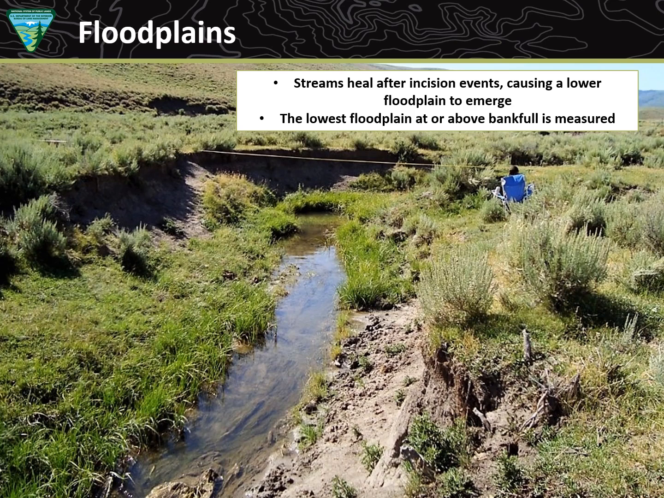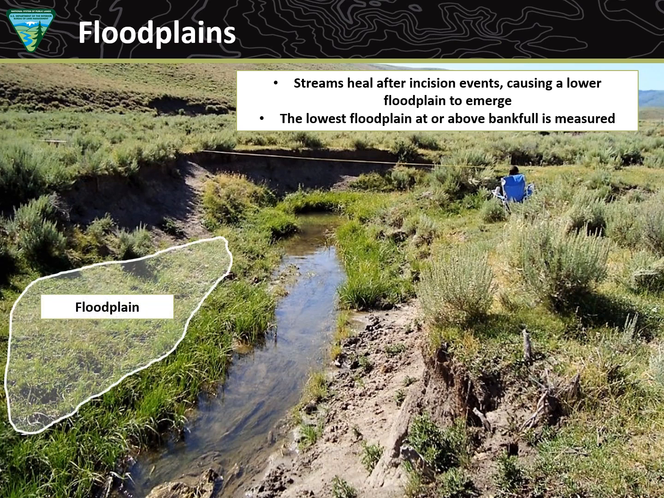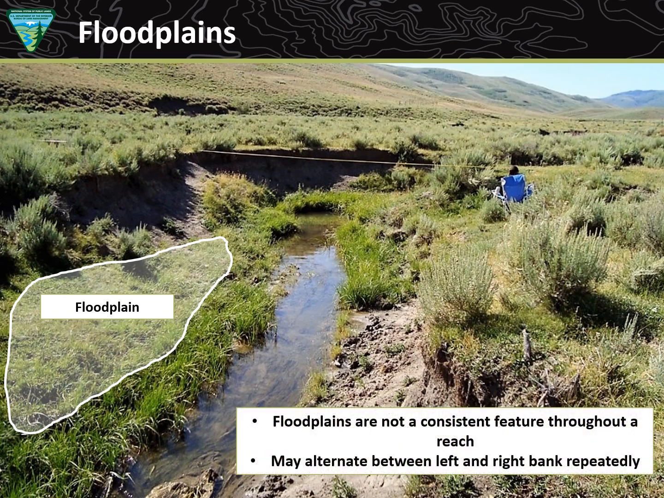In some cases, streams will stop incising and begin to heal from the incision event and start to form a new lower floodplain. The lower floodplain will be the one measured in Aquatic AIM sampling. Unlike Bankfull, floodplains are not always continuous throughout a reach, and the floodplain may alternate between left and right bank throughout a system. The first flat depositional feature at or above Bankfull is measured, even if this is at a different elevation or side of the stream than the previous location.